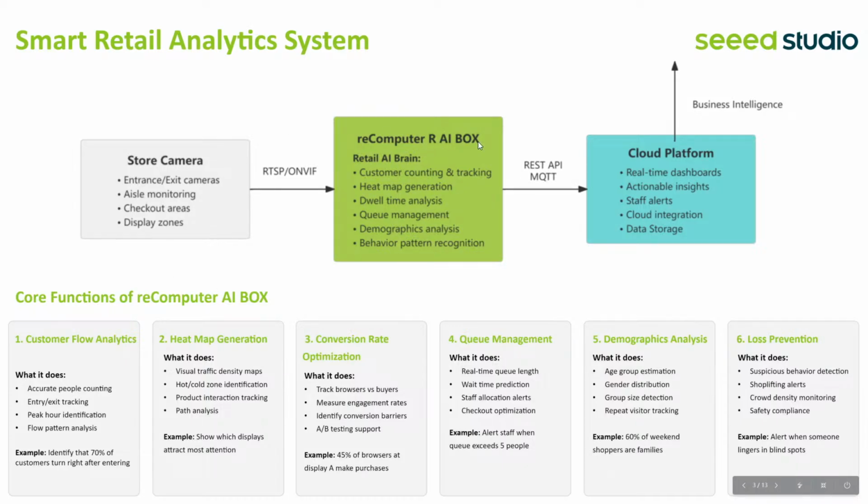Another typical use case will be connecting our AI box with the store camera in smart retail applications. Think about customer counting or tracking, heat map generation, and even checking the status of the queue to predict wait times, right? For me, it's actually pretty straightforward. All you need to do is connect the camera to the AI box, and then flash the appropriate model onto the AI box. Then you're good to go. You're set, right? Yes.